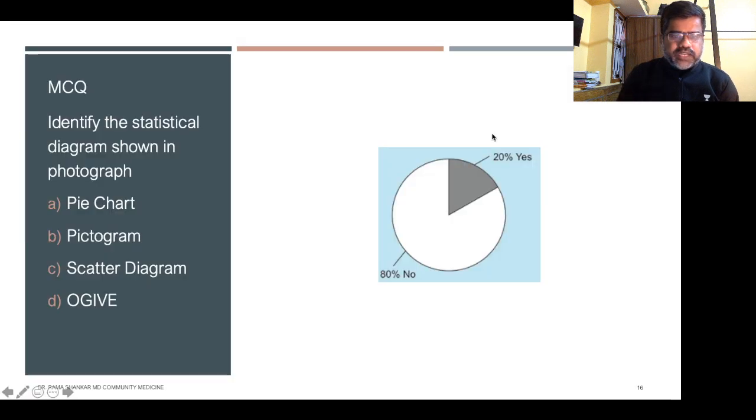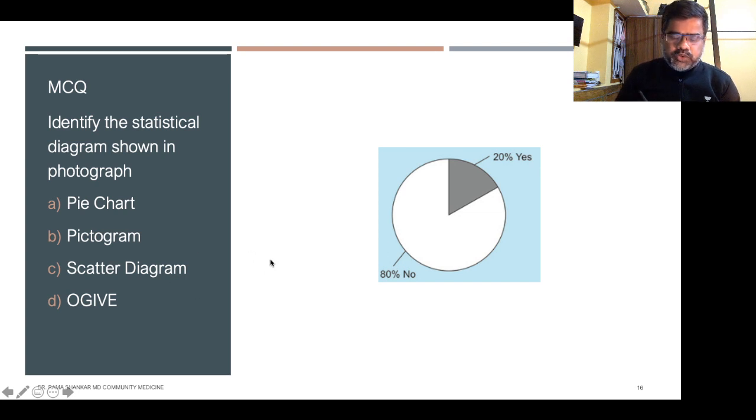Now the easiest one. Identify the statistical diagram shown in the photograph: pie chart, pictogram, scatter diagram, ogive. So what type of chart is it? It is a pie chart. Is it a pictogram? Is it a scatter diagram? Or is it an ogive curve?